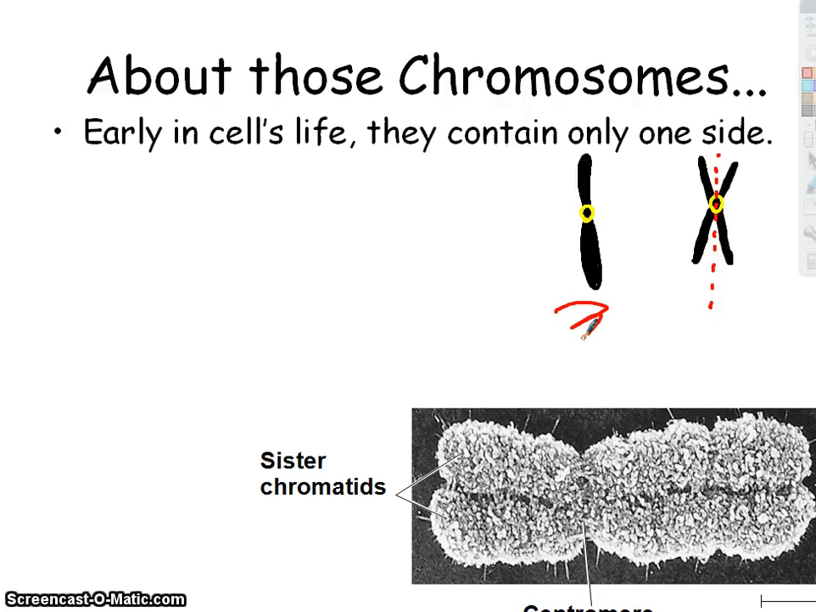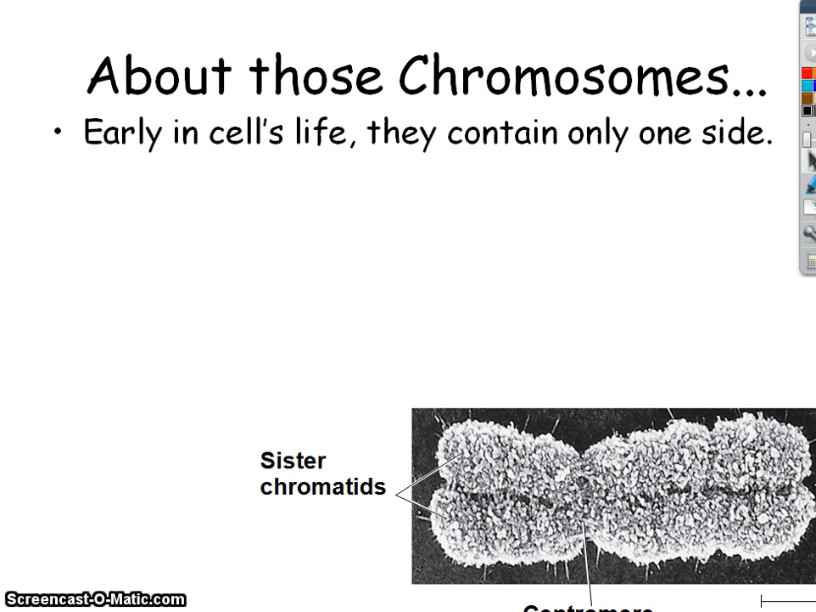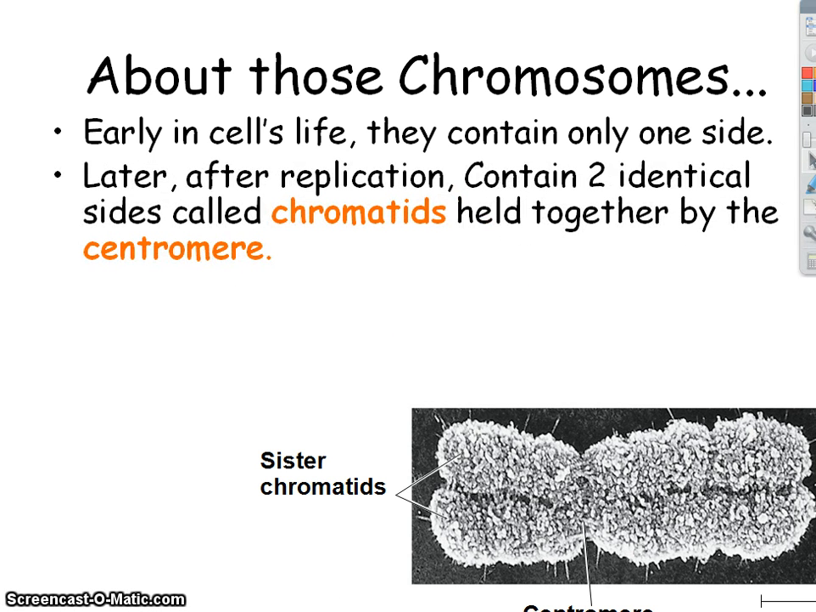So this is showing an electron microscope picture of a chromosome. The two sides of a chromosome are called chromatids. What holds them together in the middle is called the centromere. So each individual side is not a chromosome, it's called a chromatid because it's part of one chromosome.